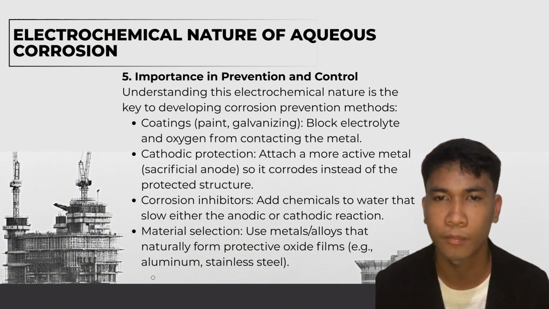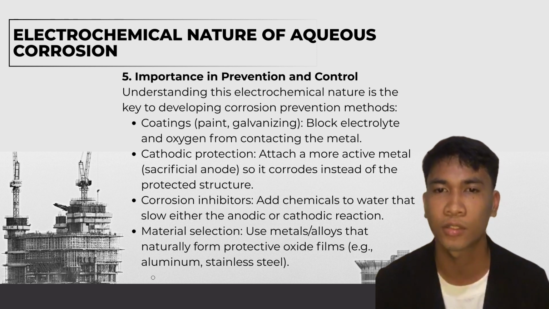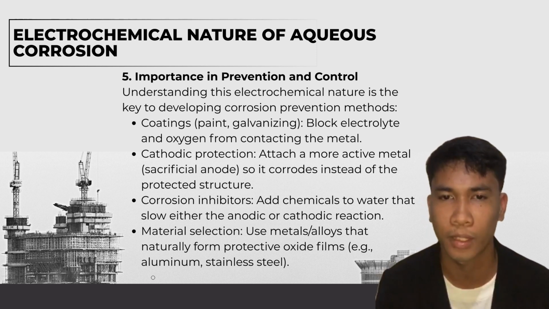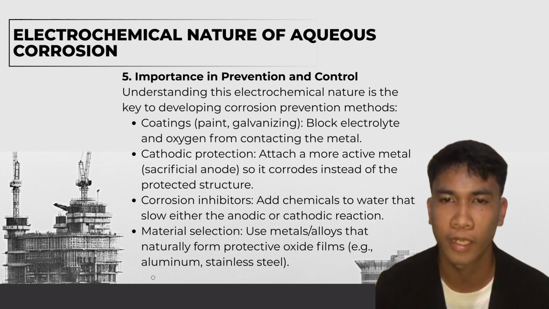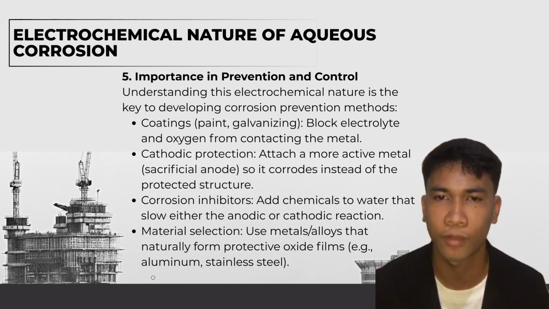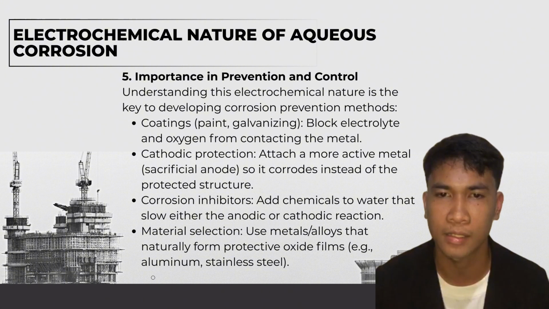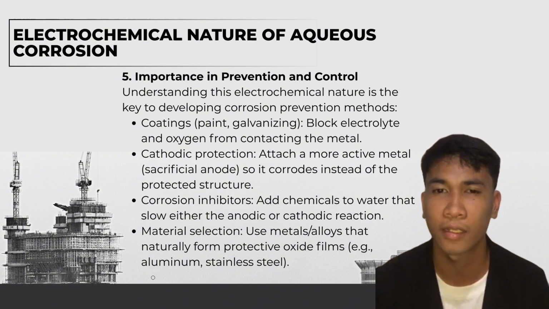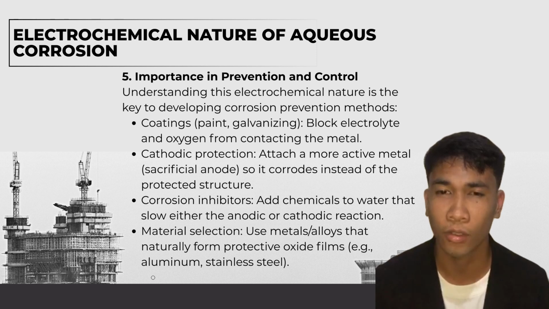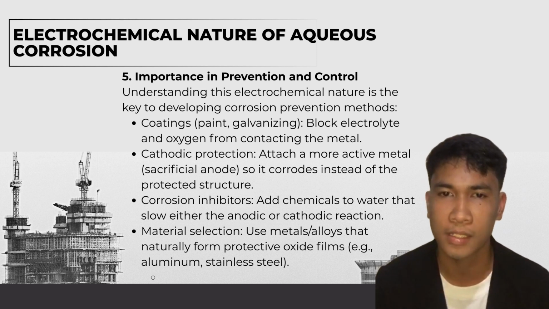Number 5. Importance in prevention and control. Understanding this electrochemical nature is the key to developing corrosion prevention methods, like coating, paint, and galvanizing, to block electrolyte and oxygen from contacting the metal. Cathodic protection: attach a more active metal, like a sacrificial anode, so it corrodes instead of the protected structure. Corrosion inhibitors: add chemicals to water that slow either the anodic or cathodic reaction. Material selection: use metals and alloys that naturally form protective oxide films, like aluminum and stainless steel.